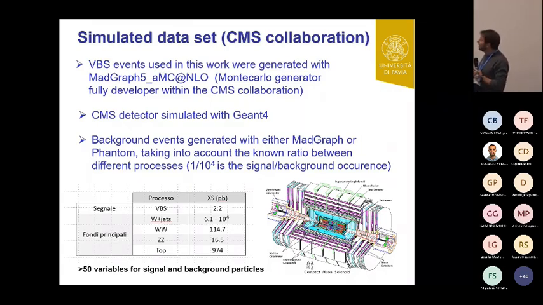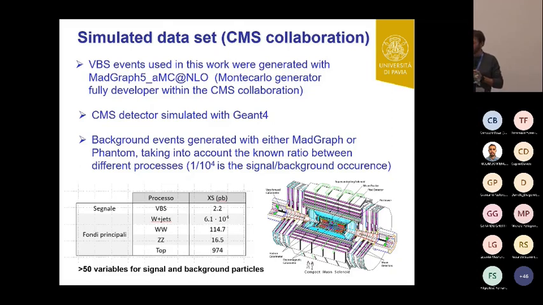And to do this, they can simulate more than 50 variables corresponding to the particles emitted in this process. And when I talk about variables in this talk, I mean the momenta and the masses of the particle products.